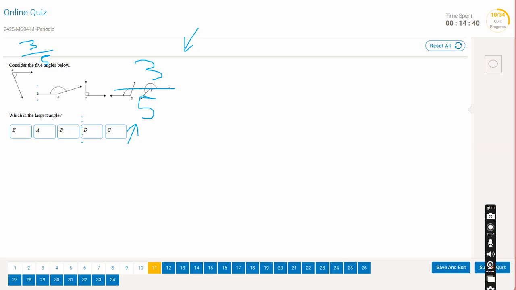Now, question number 11. What is the largest angle? We know that the reflex angle, the opposite angle, is the largest. So we'll choose that.